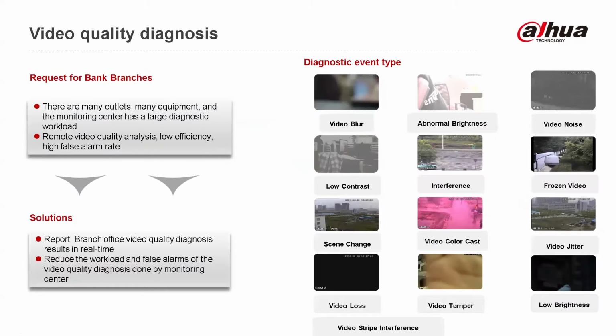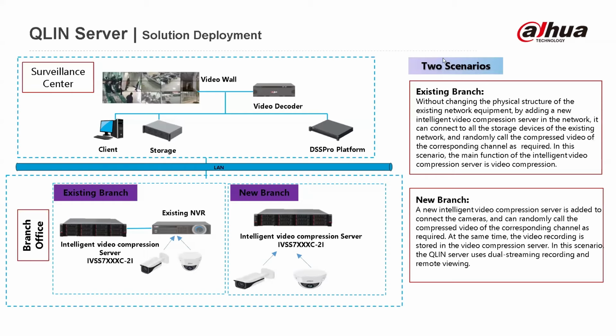Then we have video quality diagnosis. The monitoring center has a struggle going through this kind of quality because there is noise, there is blur, abnormal brightness, and such things. So our QLIN server would help to sort this kind of thing because it will report such kinds of issues. There is a blur on this video, abnormal brightness, and then the technician can respond to this so that the end result is you get the best out of the same branch.